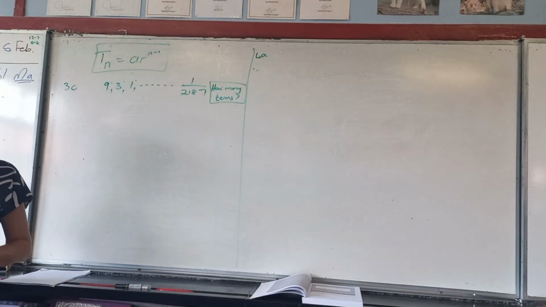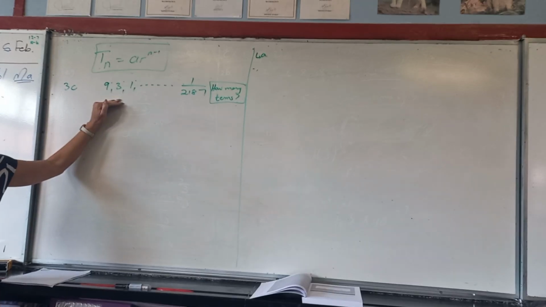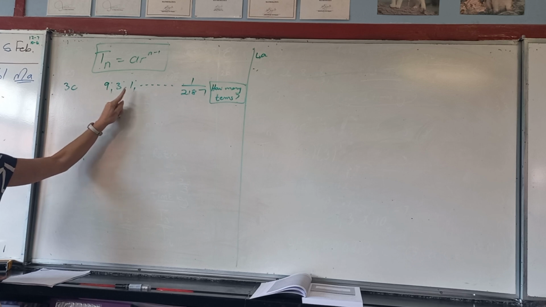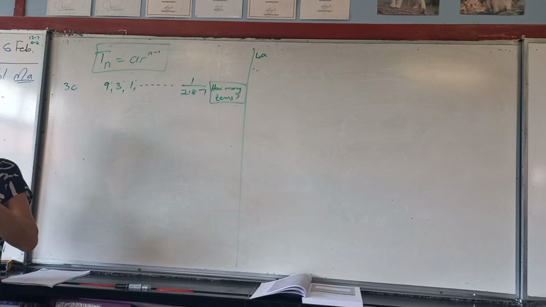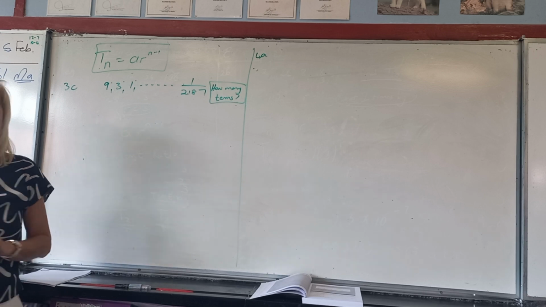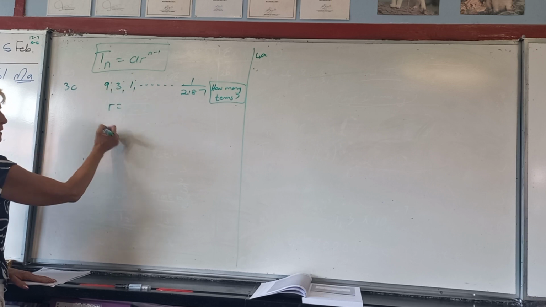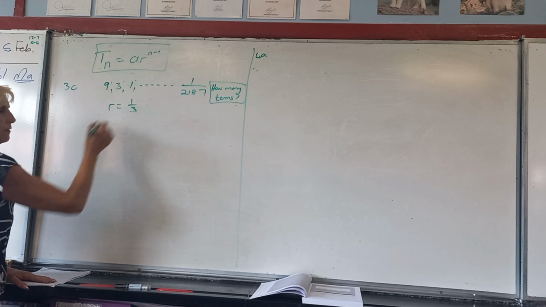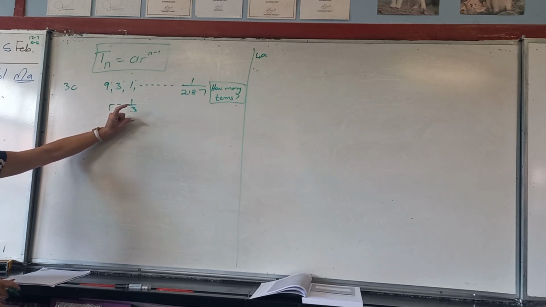Number 3C example says, if this is the sequence, 9, 3, 1, what's the pattern? Divide by 3. You're talking right, but what is R? 1/3. It's what you times by. And how do we double, triple check? That R is equal to 3 over 9, 1 over 3. There it is. You can write it every time: term 2 over term 1, term 3 over term 2, and it must be constant.